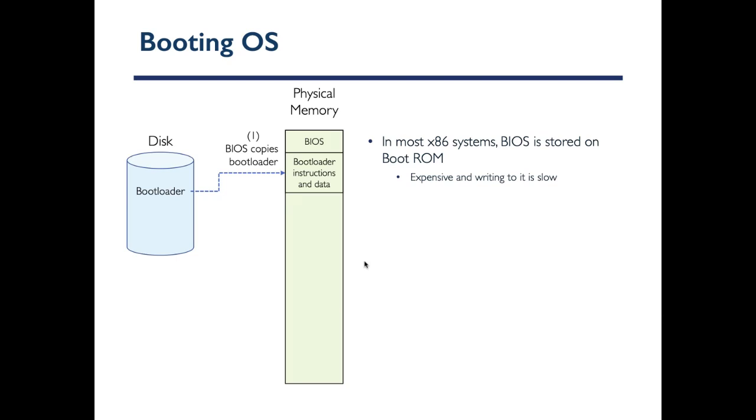What it does is copy the bootloader from disk to memory, so it has to know where the bootloader is. It brings the bootloader to memory and then jumps to the first line of the bootloader and starts running it. The bootloader should also know where the OS kernel is. It copies the instructions and data of the kernel into memory, and then jumps to the first instruction of your OS.